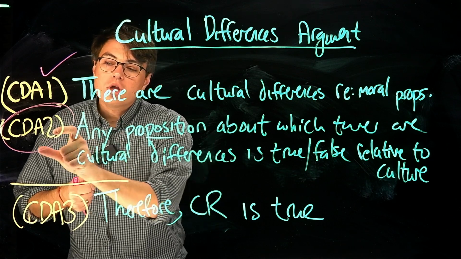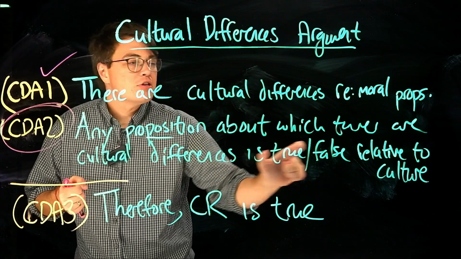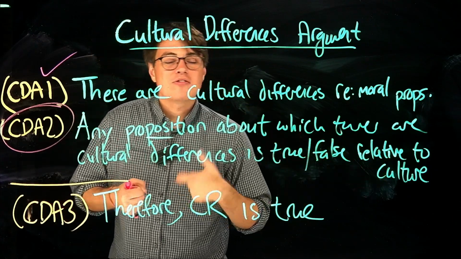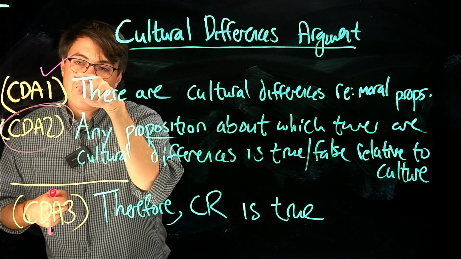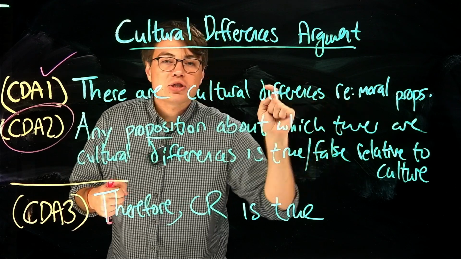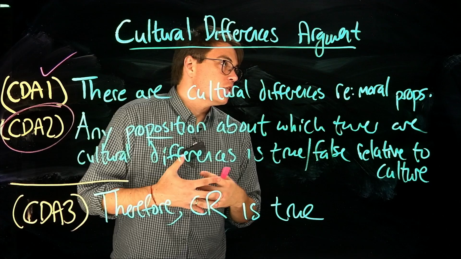So relativists have maybe suggested that the difference is whether the disagreements can be resolved or not. What you would then need would be to swap out premise 2 for a principle that says any proposition about which there are rationally irresolvable disagreements is true or false relative to culture. And then the first premise would need to say there are rationally irresolvable cultural differences regarding moral propositions.